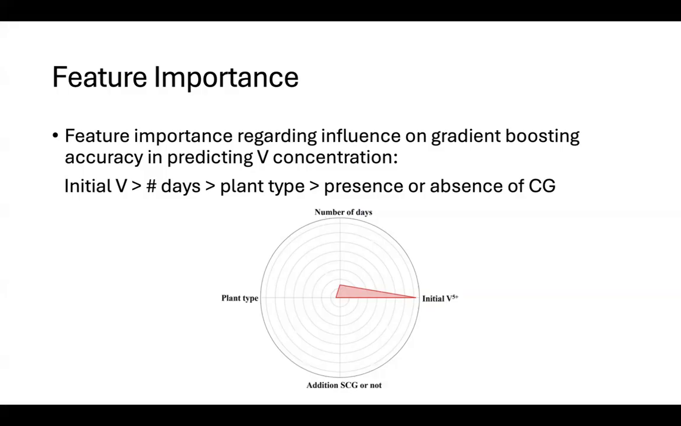Feature importance regarding influence on gradient boosting accuracy in predicting vanadium concentration were as follows, with initial vanadium concentration being the most important feature, followed by number of days of growth, then plant type, then the presence or absence of coffee grounds as a fertilizer. The figure is a radar chart analysis showing again that the most important feature was the initial vanadium concentration.